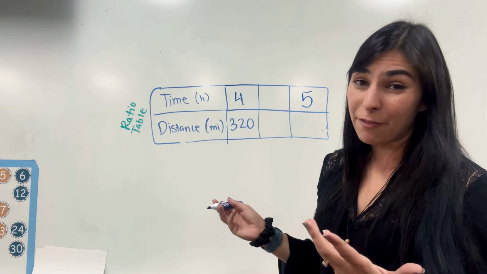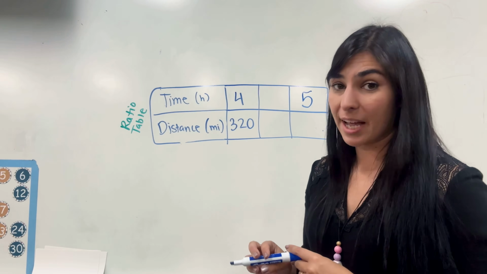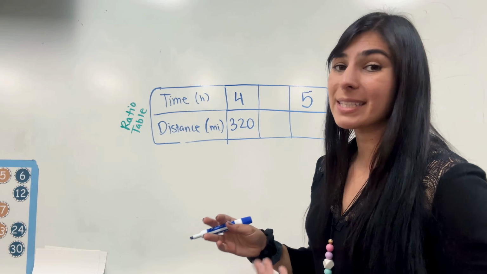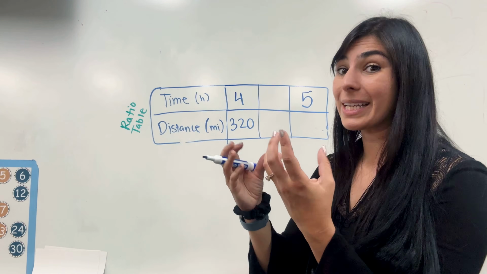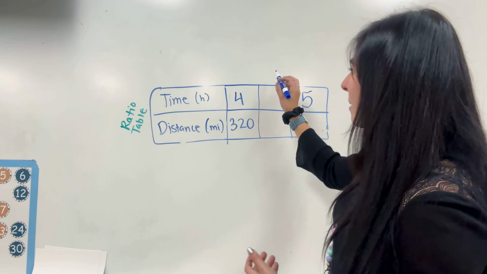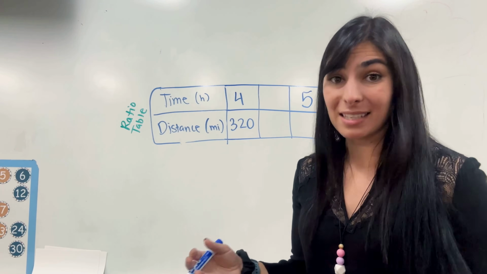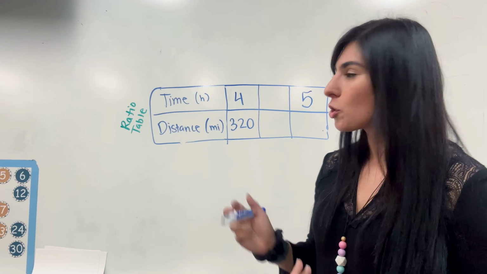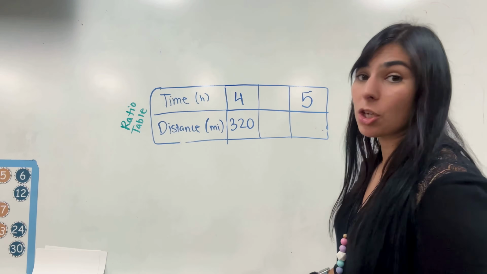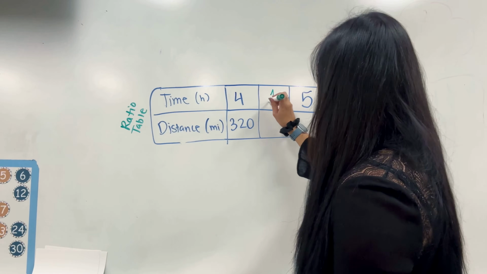5 hours. Now from here, it's not as simple as the last problem. There's nothing I can multiply to get 4 to 5. I actually have to break down the 4 to then be able to multiply this number and get 5. In this situation, the easiest method to use is the unit rate. So I'm going to break this 4 into its unit rate being 1.